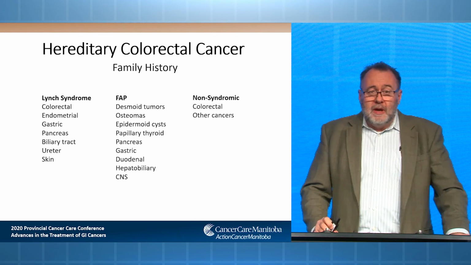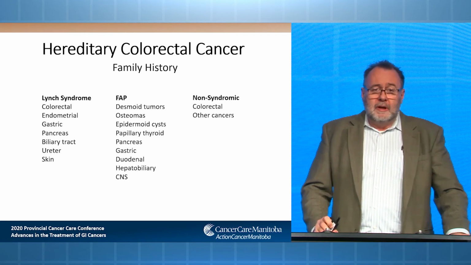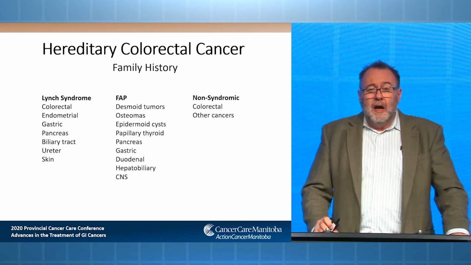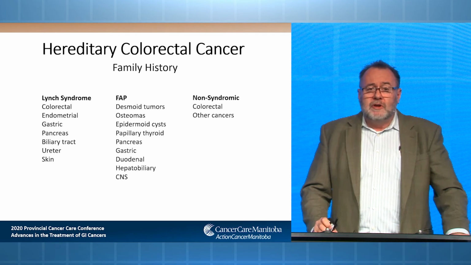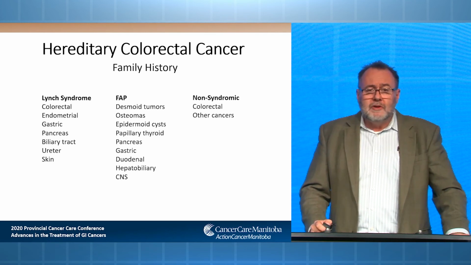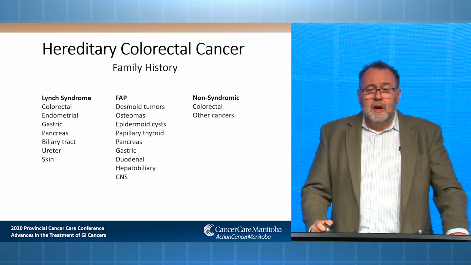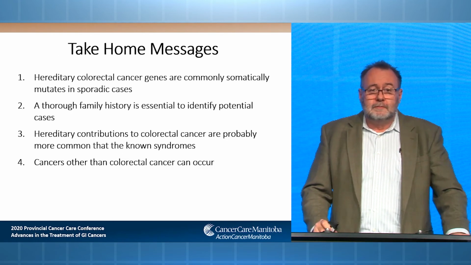The non-syndromic familial colorectal cancers are harder to understand and harder to map genetically, but you don't have to have Lynch syndrome or familial adenomatous polyposis to have a germline predisposition to colorectal cancer, because many of these mutations or alleles we still don't know about. So family history is very important, not just for colorectal cancer, but for other cancers as well.